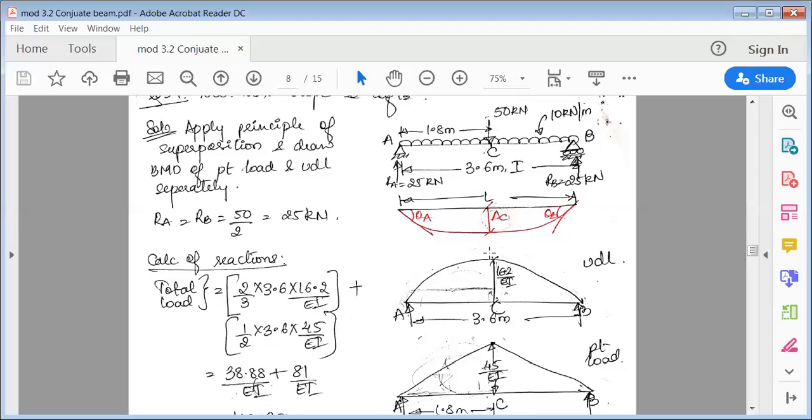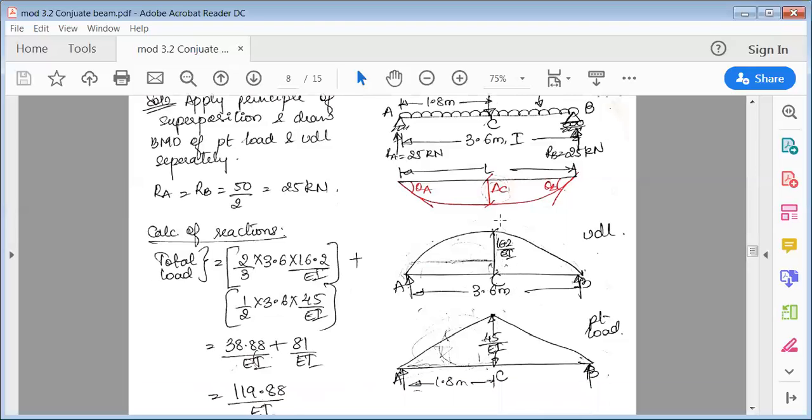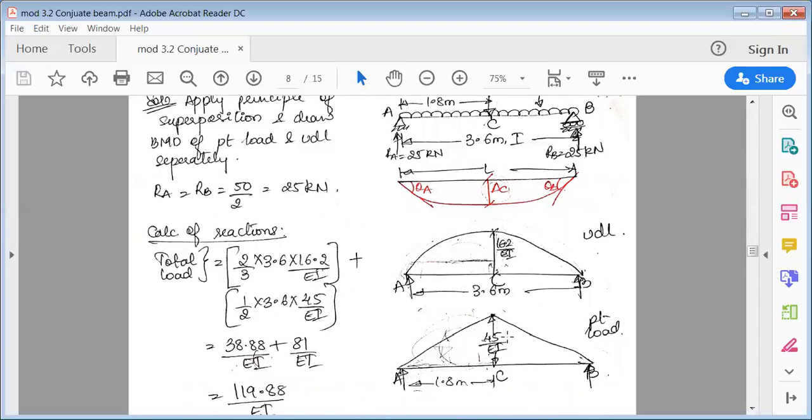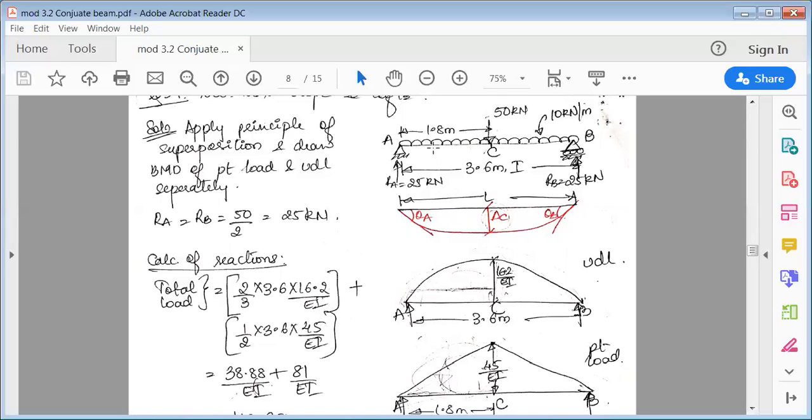So it's like the M over EI diagram. Likewise, the next is the point load. The point load is of 50 kilonewton. Again, it is acting exactly at the center. So the bending moment for a point load acting at the center is WL by 4. So again, put the formula. When you solve this WL by 4, it will be 45 over EI. So when it is symmetrical like this, you can directly apply the formula. For UDL, it is WL square by 8, and for point load, it is WL by 4.